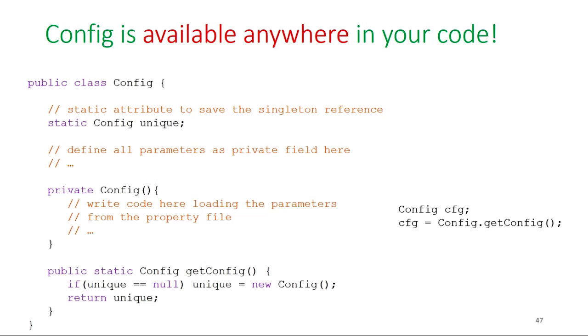Do we really need the get config method? Could we create static properties in the config class? And like a static constructor? Yes, you could. And it will be thread safe? I'm not sure. Okay, I would have to double check that.